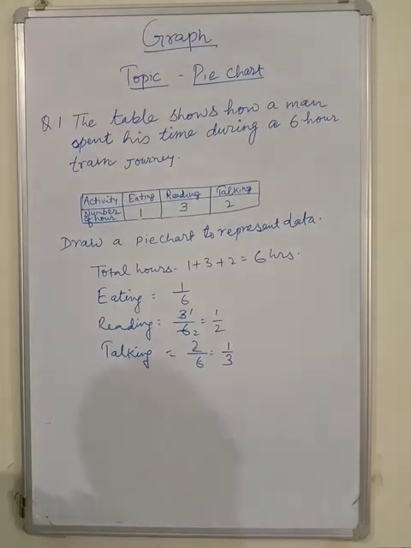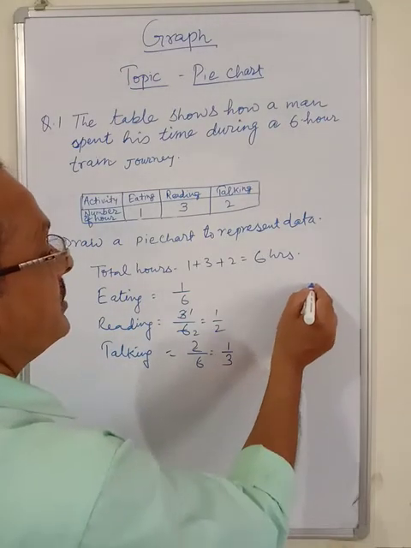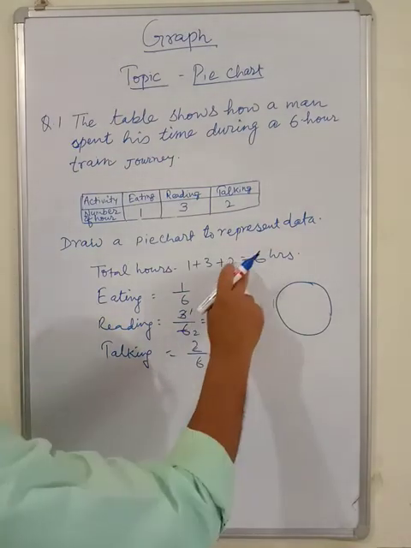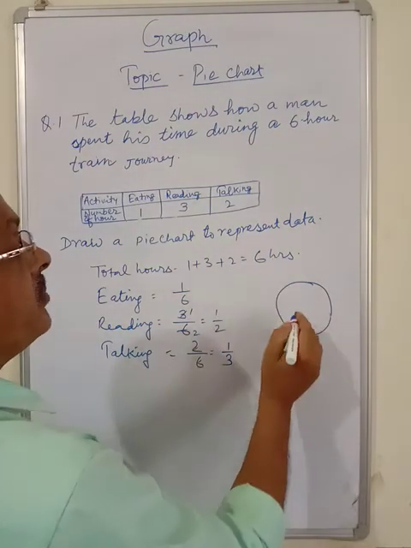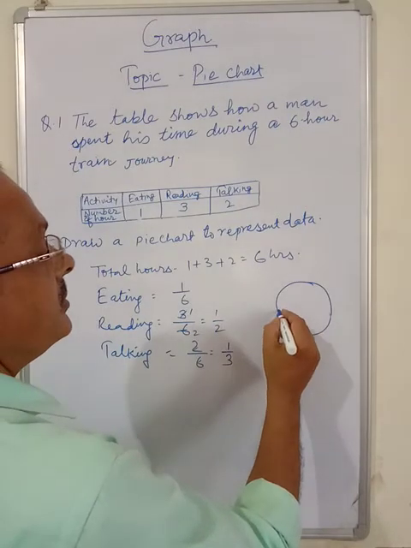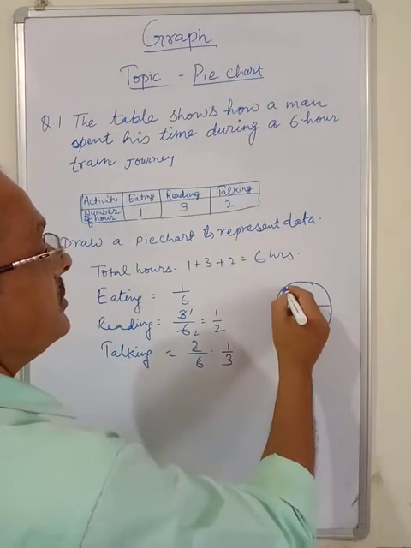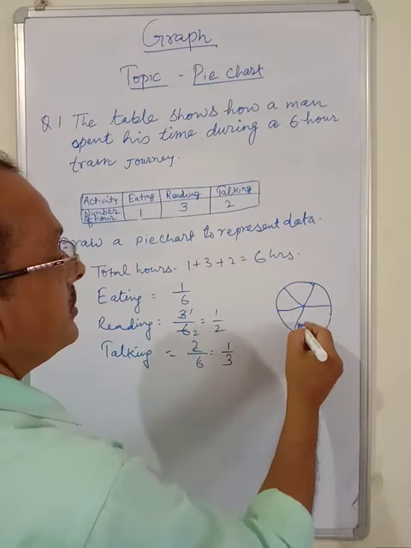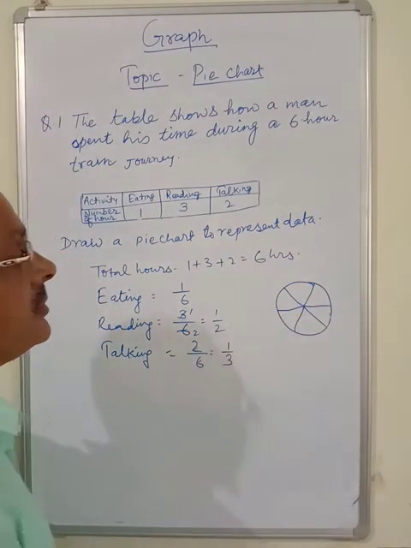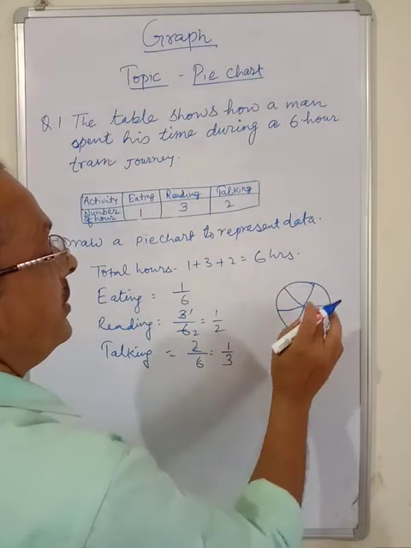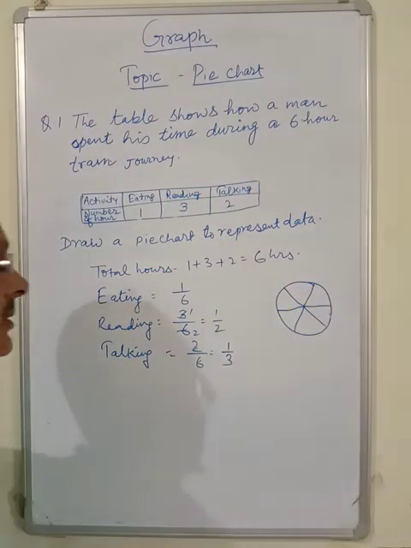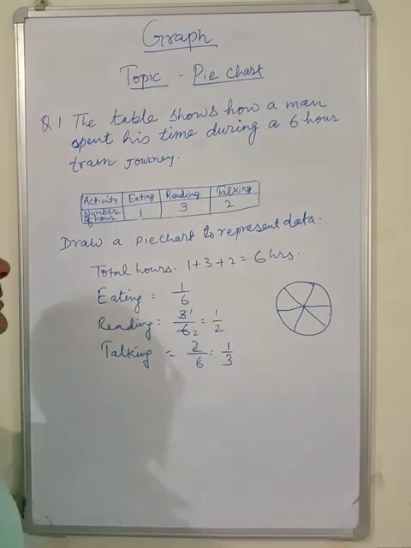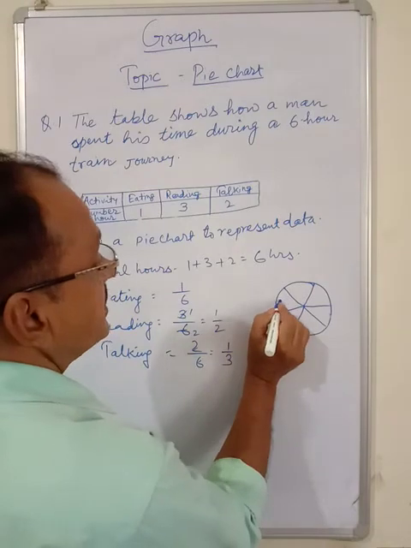Now this will be the circle. First you have to divide it into 6 parts. One, 2, 3, 4, 5, 6 parts. Now for eating, you have to give 1 part. Suppose this is eating.